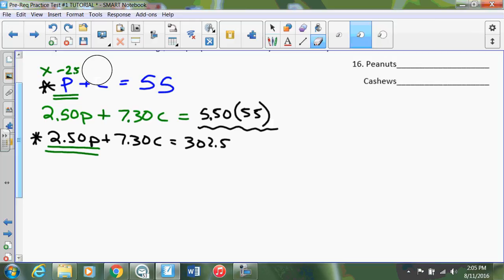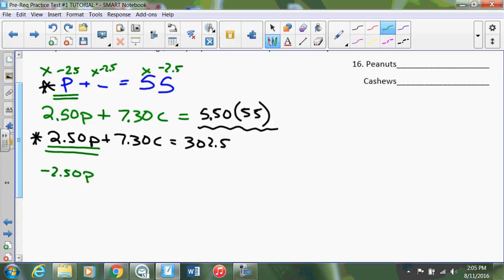Okay. And it's going to be times negative 2.5. So here we go. P times negative 2.5 is negative 2.5P. And then we've got negative 2.5C. And then 55 times negative 2.5 is, okay, I've lost it. Okay, I'm going to pause. I got to grab a calculator.